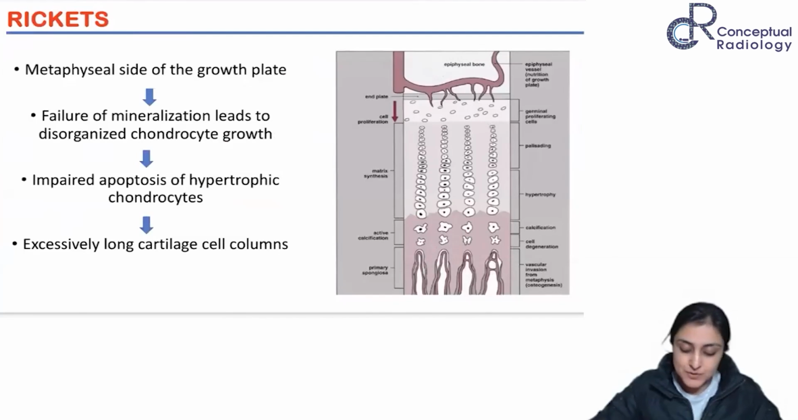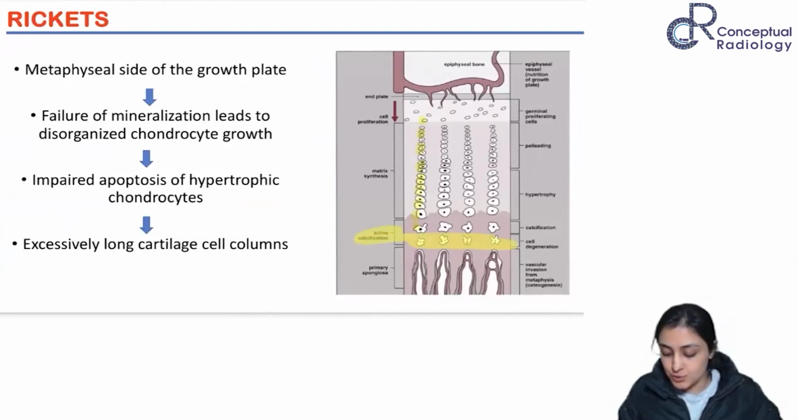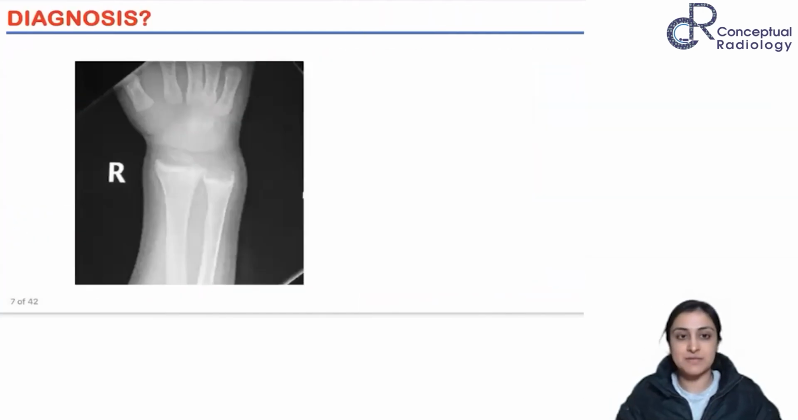So what we see, can you see in this figure only how the chondrocytes are proliferating? And this is the zone of provisional calcification where they had to get the calcium, but there is no calcium. So what will happen? All of these cartilage cell columns are going to rise, and they are going to press on the metaphysis, and they are going to cause its widening and splaying and fraying. Okay, so this is baby stuff, rickets.